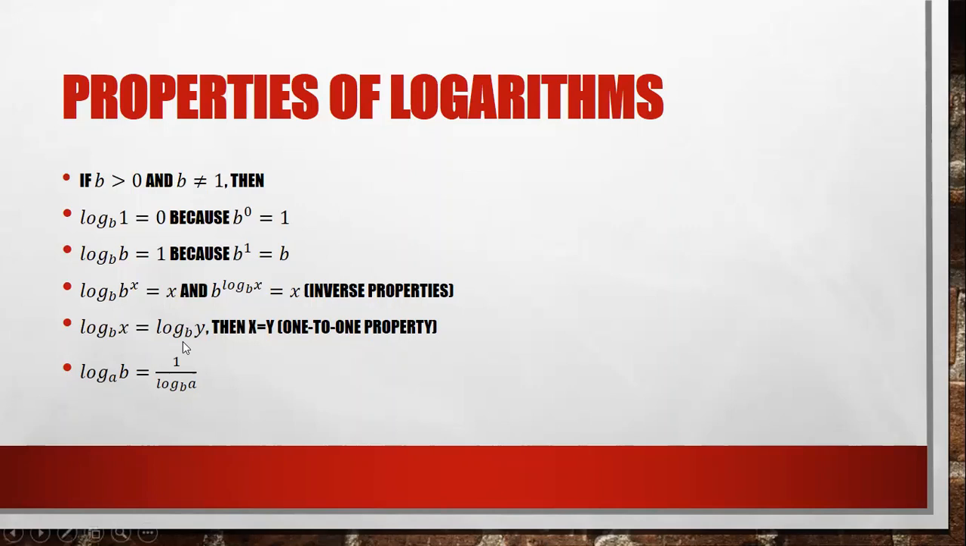Then this property, log base b of x is equal to log base b of y if x and y are equivalent. And then our last property is, if you have log base a of b, with any value of a and any value of b, that is equivalent to 1 over log base b of a. Okay, these properties are used in evaluating logarithms.